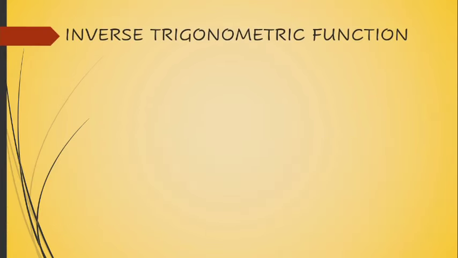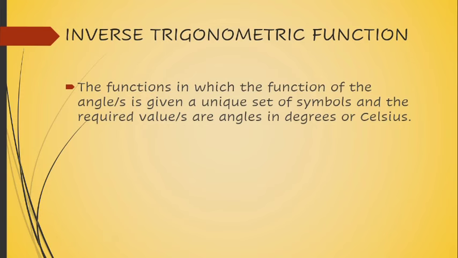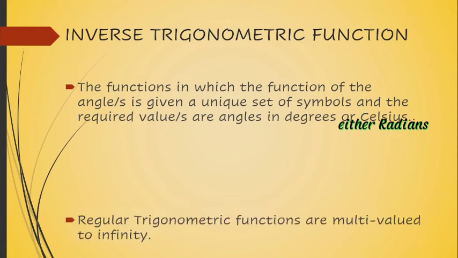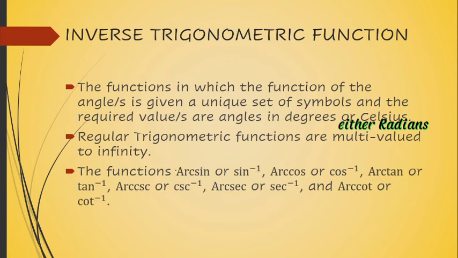So what is the inverse trigonometric function all about? It is the function in which the function of the angles is given a unique set of symbols and the required values are angles in degrees or either radians. Regular trigonometric functions are multi-valued to infinity. Regular. Next.